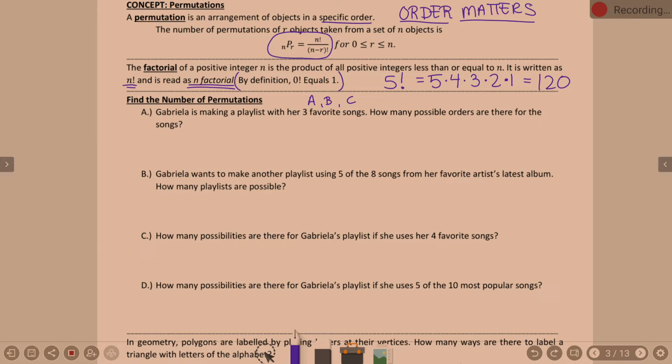What orders do we have? I'll start with the obvious. One order could be ABC. What's another order? ACB. What's another order? BCA. BAC. CBA. CAB?